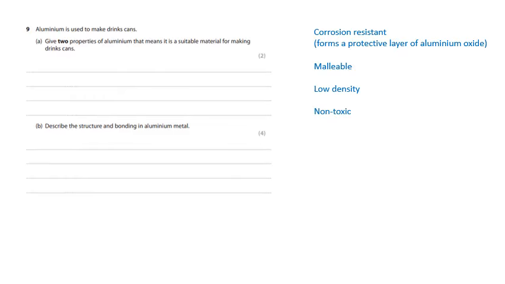You could say that it's malleable, so you can bang it into lots of different shapes. It has a low density, so the cans don't have a lot of mass, so they're easy to transport, etc. And it's non-toxic. Okay, so it's not going to kill anybody. But 2 of them, 2 marks.